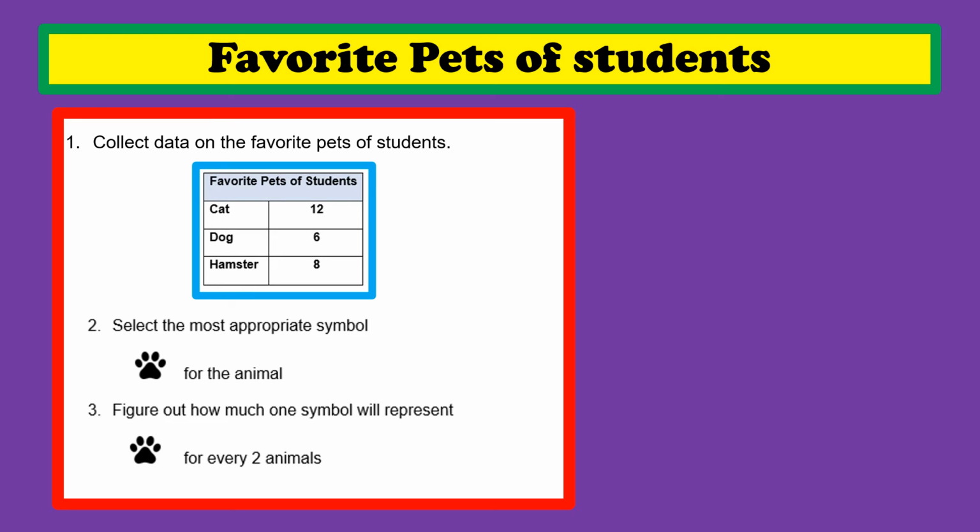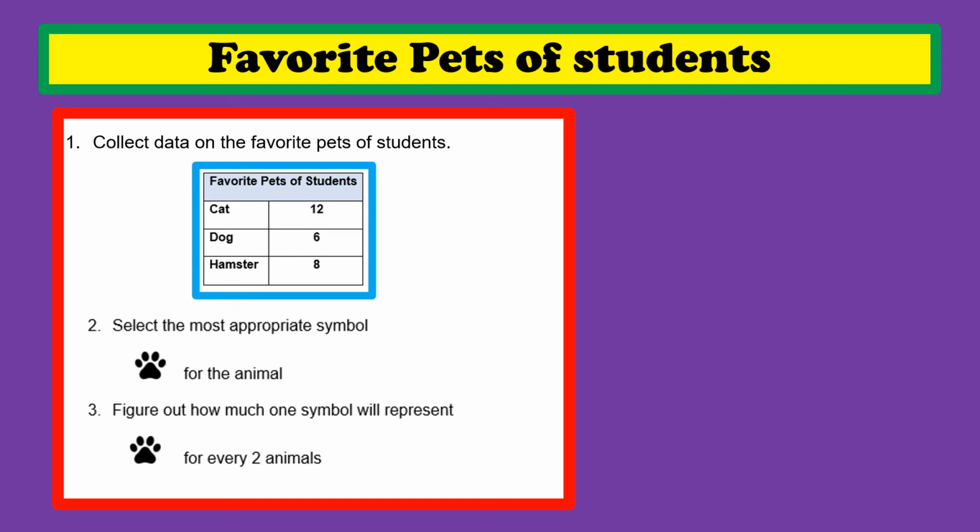So we have the favorite pets of students. Collect the data on the favorite pets of students. So we have already the data. Select the most appropriate symbol. So we choose already the symbol for the animal. Figure out how much one symbol will represent. A symbol will represent 2 animals.